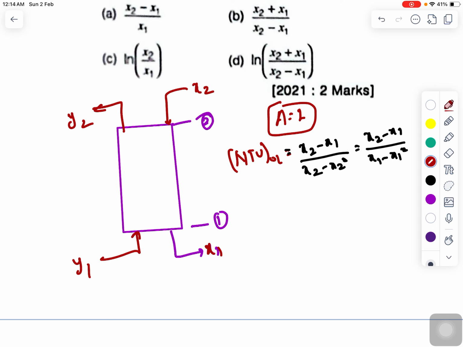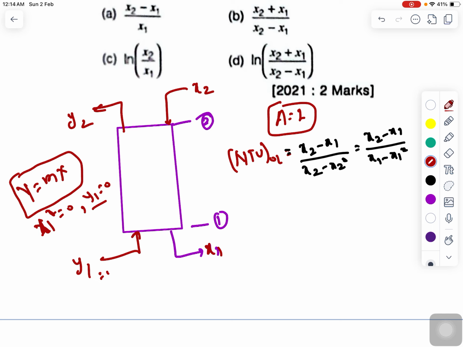But here, when we talk about y1 star, there will be the y equals mx relation, right? If absorption factor is equal to 1. In that case, since y1 is equal to 0, x1 star will be equal to 0. Why? Because y1 equals 0, right? So if x1 star is equal to 0, the formula for NTU-OL will reduce to x2 minus x1 divided by x1.